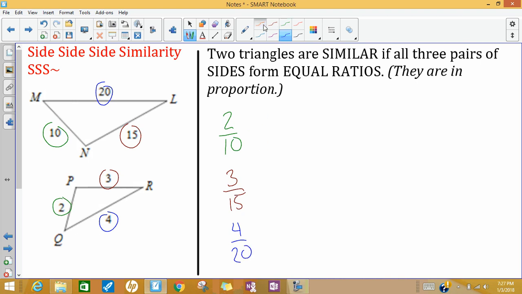And so we're going to check, do all of these simplify to be the same? They do. They all simplify to be 1/5. And so since all three pairs of corresponding sides create the same fraction, those fractions are equal, these two triangles are similar by side-side-side similarity. So we didn't even have to know anything about the angles.